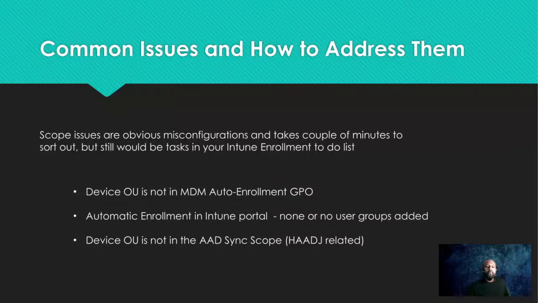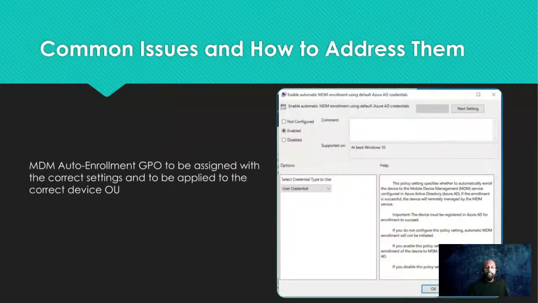And also, this is hybrid AD join related. Say you are planning to do hybrid AD join. You don't have any devices at the moment synced with Azure AD. You have to make sure the device OUs are properly synced with Azure AD. So that's basically number one, in order to get the devices synced with Azure AD with the state hybrid AD joined.